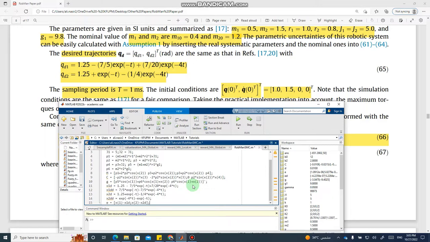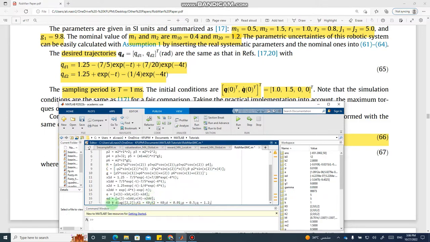And then the derivative of x2 desire that we will be needing. This is the error. So error is x1 minus x1 desire, x2 minus x2 desire. So this is a vector of 2 cross 1. Similarly, the derivative of error is x3 minus the derivative of x1 desire, and x4 minus the derivative of x2 desire. So that's why we calculated these derivatives, because we need them in the expression for the derivative of the error.